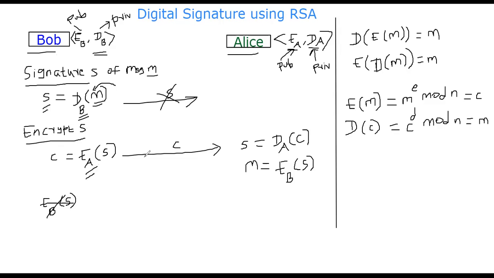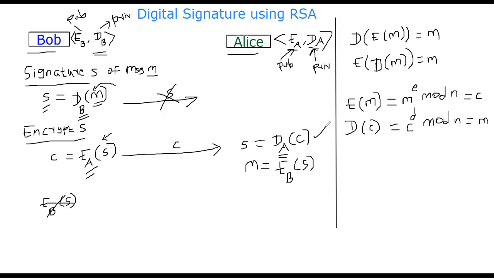So only Alice can decrypt it, right? Alice gets the incoming ciphertext. Alice applies the decryption procedure using her private key. You see here DA. DA stands for the private key of Alice. She applies it to C. C was produced using Alice's public key, therefore Alice can decrypt it using her private key. When she applies the private key decryption on the incoming ciphertext, she will get the input S. This is the S that was sent by Bob.